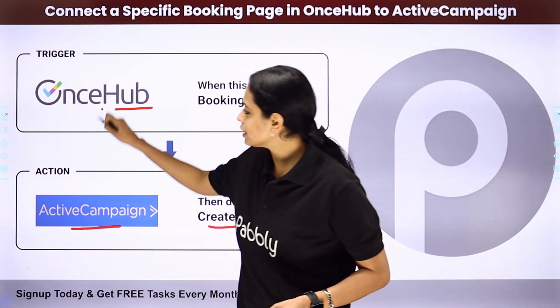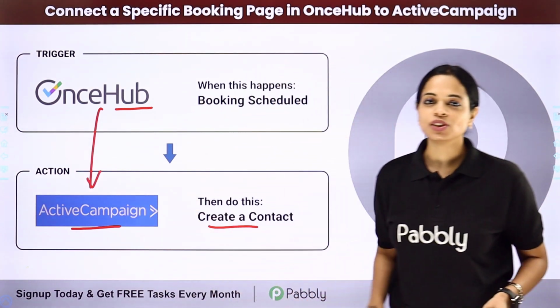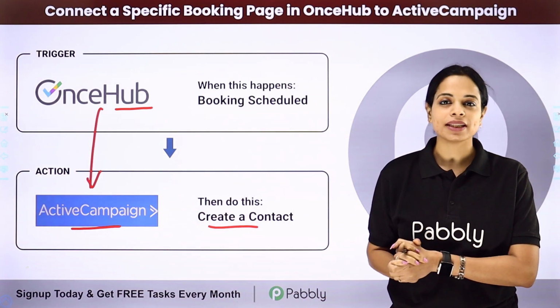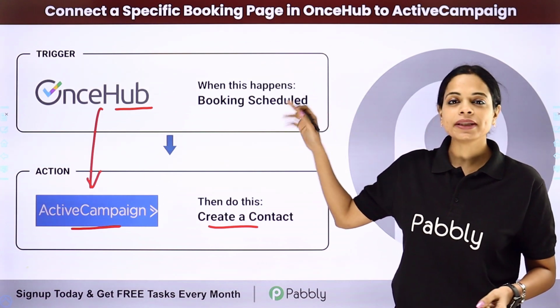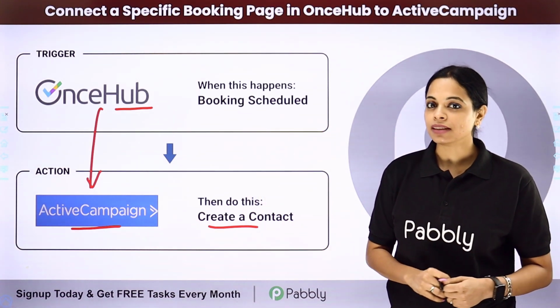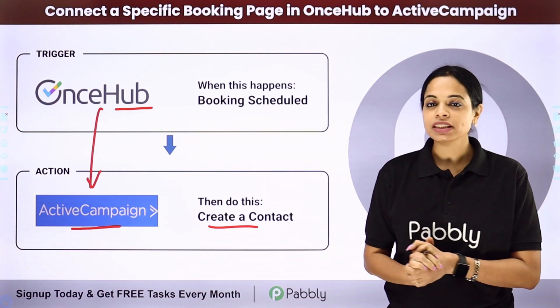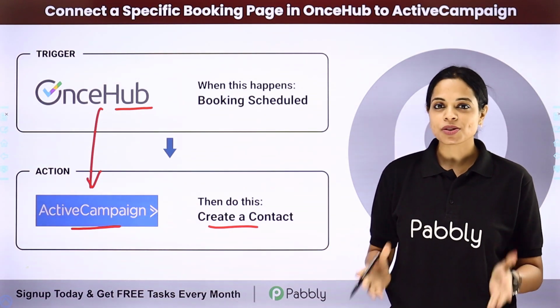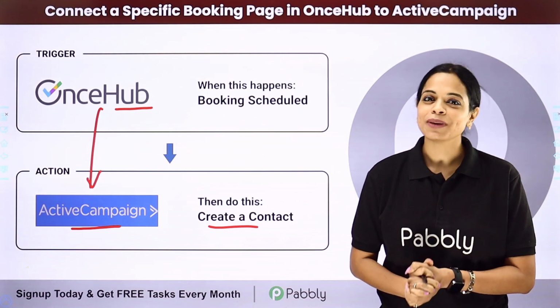Now, how can that be done? For this, you will have to set up some integration between the two applications, and the same thing can be done using Pabbly Connect software. Here, your trigger application would be OnceHub and your action application would be ActiveCampaign. Now, how can you integrate and automate this entire process yourself? To understand that, let me take you to my screen.